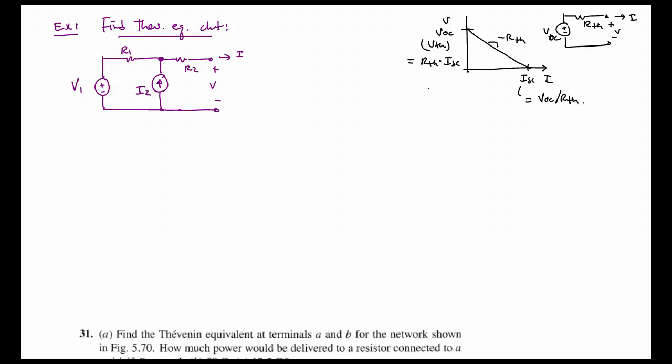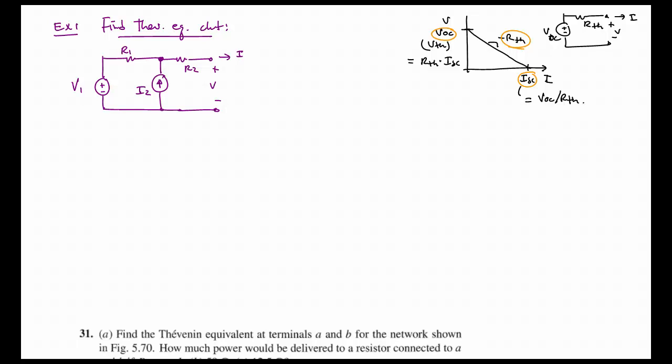And I mentioned this before, that you have these three terms: the Thevenin resistance, the open circuit voltage or the Thevenin voltage, and the short circuit current. And you only need to find two of them in order to uniquely specify this.